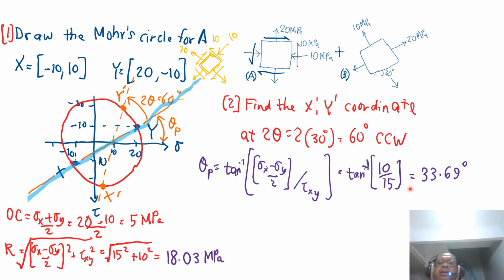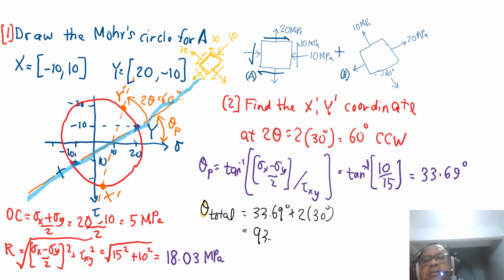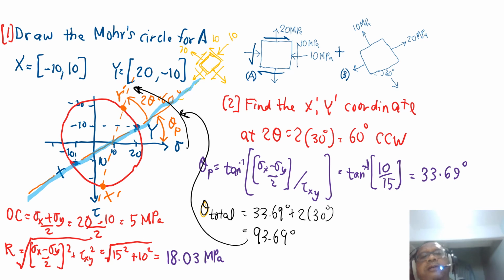You have to rotate it by 93.69. So the total angle of theta that you need to rotate, so theta total you need to rotate is 33.69 degrees plus 2 times 30 degrees. So you will get 93.69 degrees. It means that you have to rotate 93.69 degrees here. Yeah. So that is the angle that you need to rotate this guy.